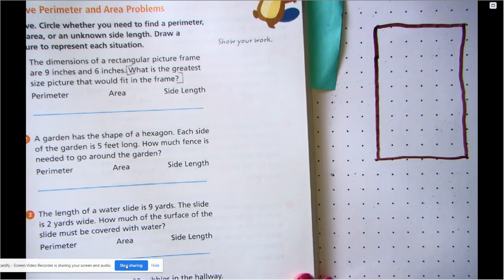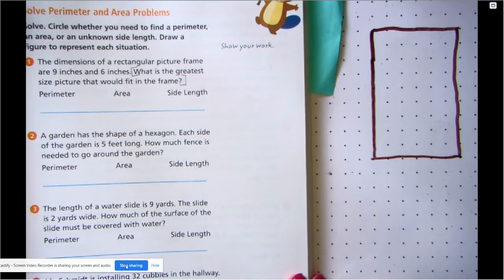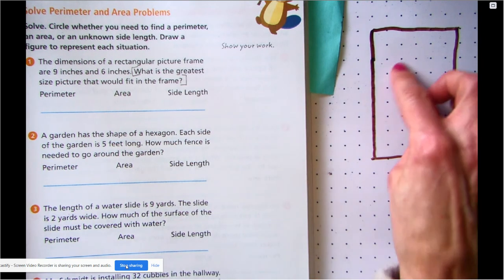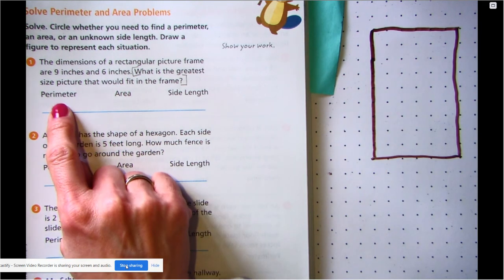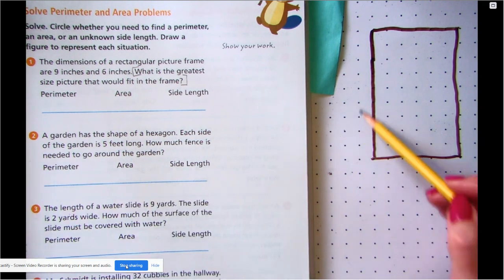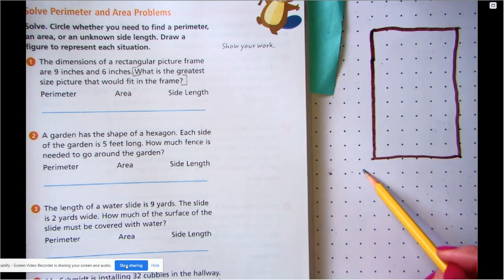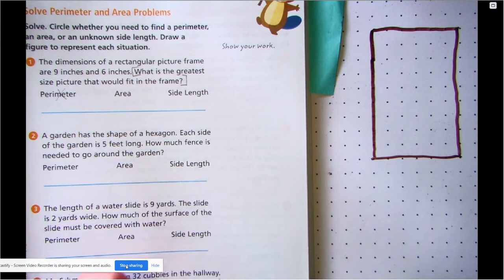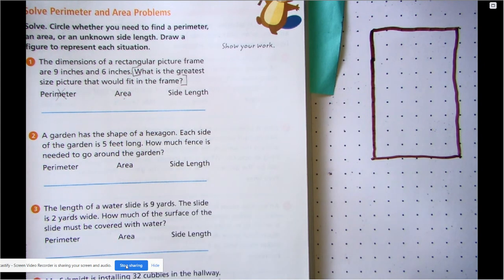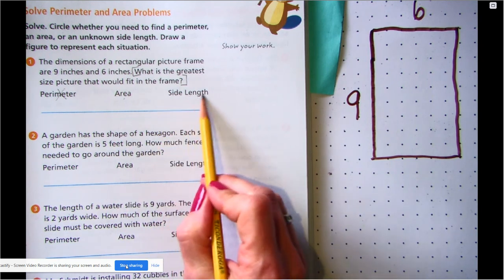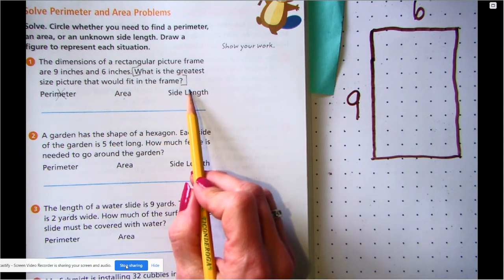I don't have a ton of room here. I want you to be able to see up close. Okay, so there's my rectangle. And they're asking what picture would fit on the inside. So am I trying to find the perimeter around the outside? I don't think so. Am I looking for the area on the inside? They've given me the side lengths. One is 9. One is 6. Or am I looking for an unknown side length?